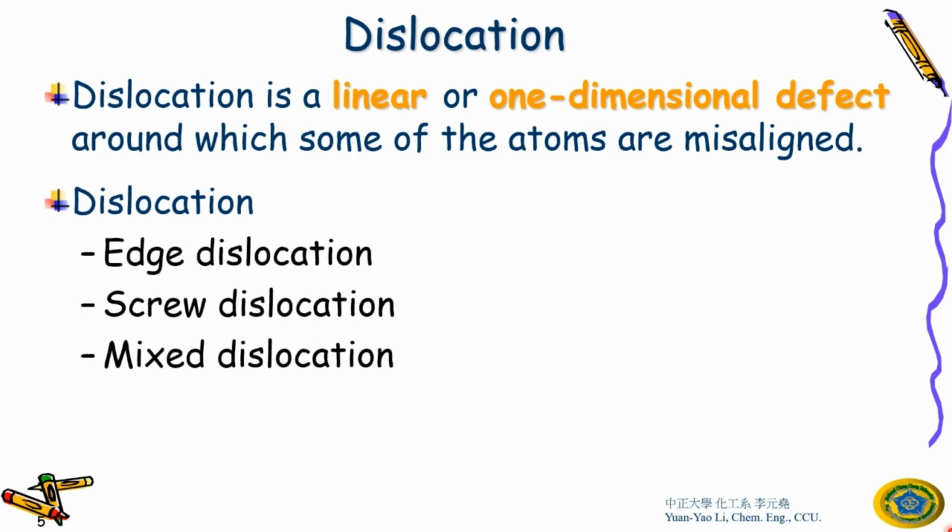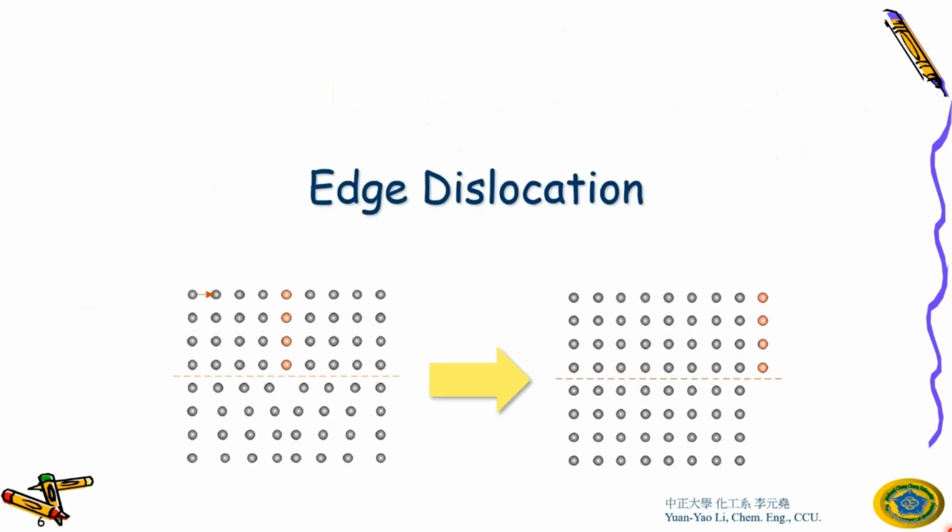The first one is called edge dislocation. The second one is called screw dislocation. The third one is mixed dislocation. So first one, edge dislocation. What does that mean, edge? There is a dislocation line here, and this one will move to the edge if we give some force to this. So this is what we call edge dislocation. Edge, from edge here to edge here.